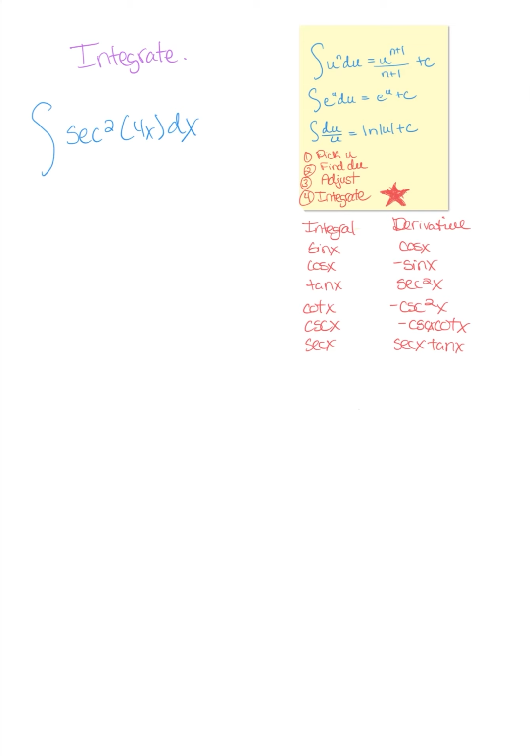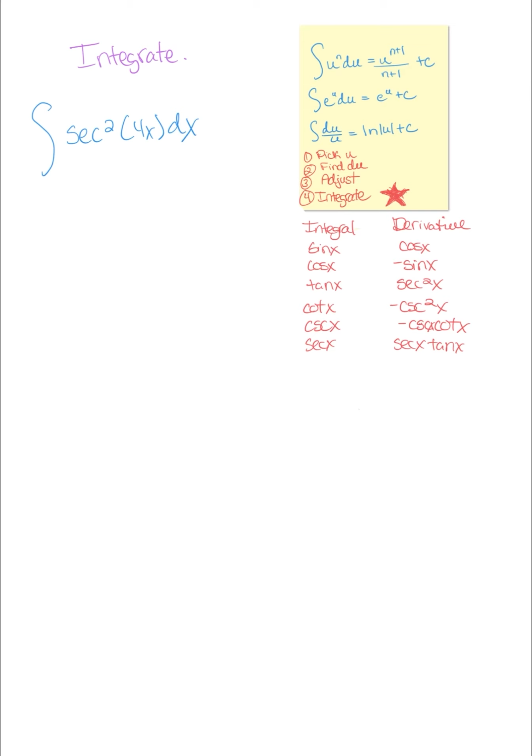Okay, so here we have that we are taking the integral of secant squared 4x dx. Well, if we look here, we see that secant squared is a perfect derivative of what? Tan x. So we're not going to integrate this with the power, because then that would be integrating secant, and secant isn't a perfect integral. But secant squared is.